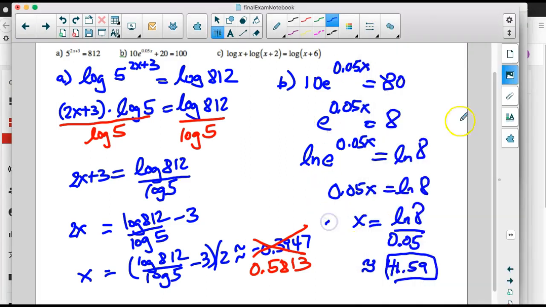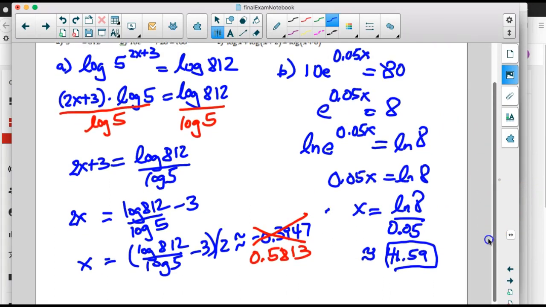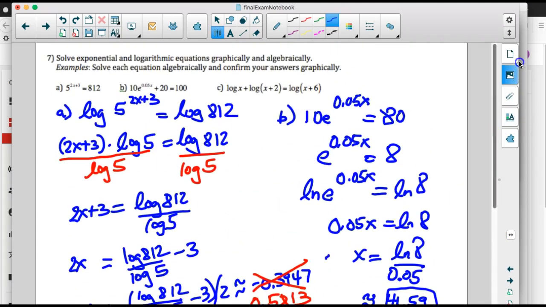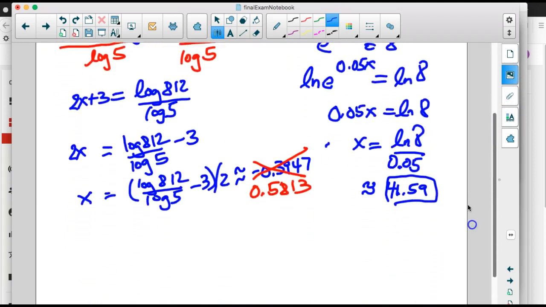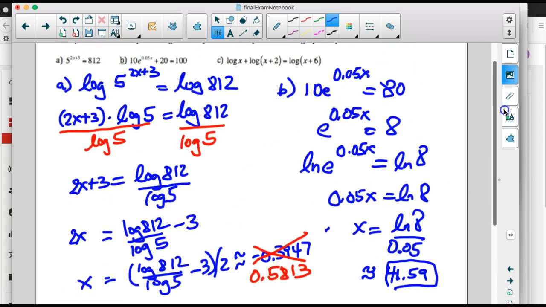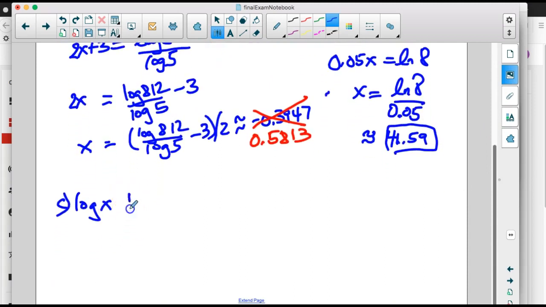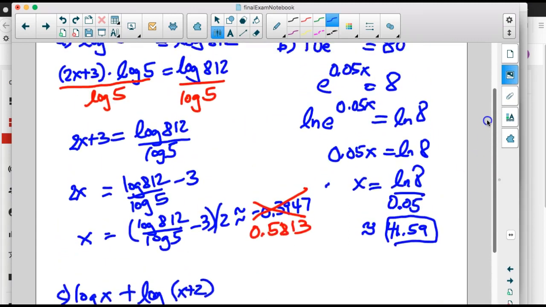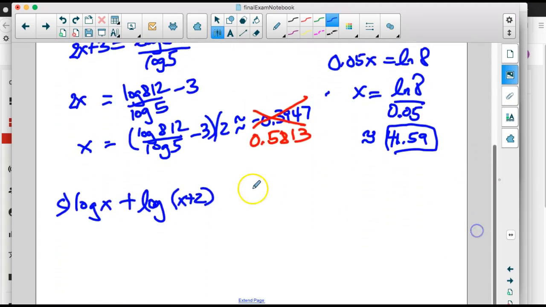All right, now this last problem here is a logarithmic problem. So we have to first write it as one logarithm before we can solve it. So this is c, we have log x plus log of x plus 2 equals log of x plus 6.